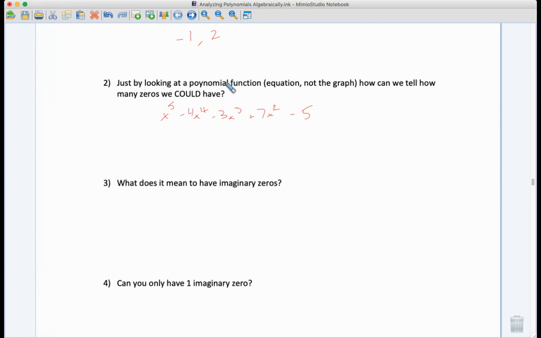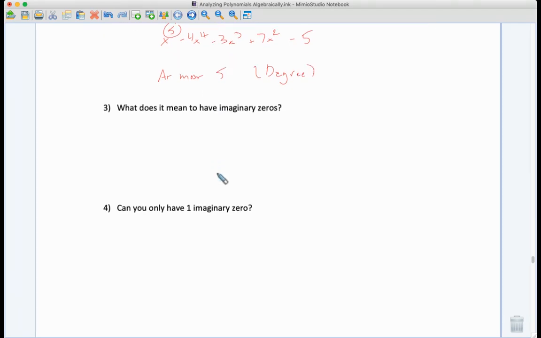All we need to do to figure out how many zeros we could possibly have is look at the degree of my leading term in standard form. So we'll say that the degree of this polynomial is 5, because 5 is the highest power of one of my terms. So I'm asking, how many zeros could we possibly have? We could have at most 5, which again is the degree of the polynomial.